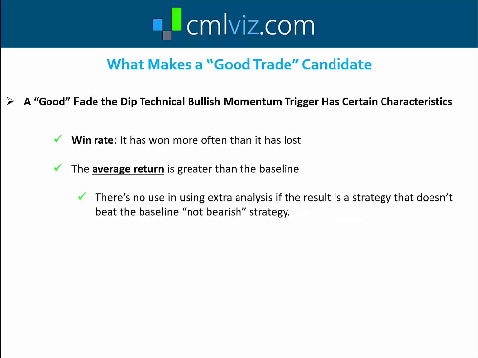So what makes a good trade candidate? A good fade the dip technical bullish momentum trigger will have some characteristics. First of all, it will have a high win rate, in which it has won more often than it has lost and has won more often than the baseline strategy. Second, the average return is greater than the baseline.